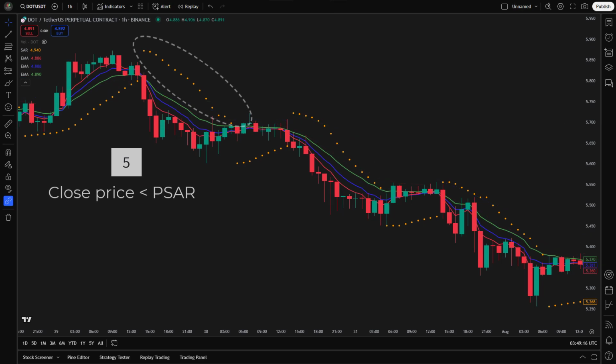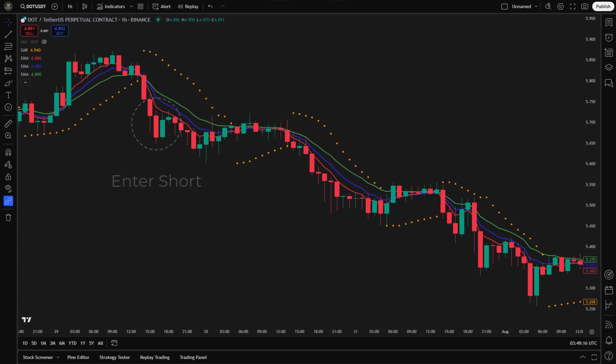5. Close prices below the parabolic SAR. The price must be trading below the SAR dots, further validating the downtrend. Once all conditions are met, we enter the short trade on the next candle.